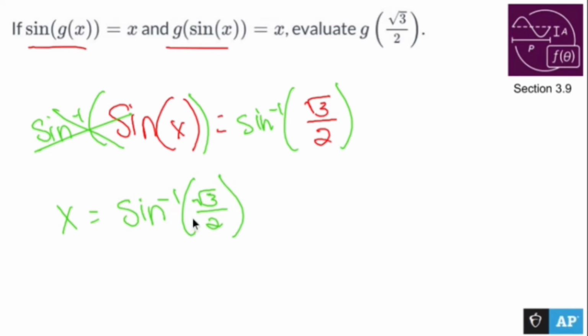Now, let's remind ourselves what sine means. Sine is the y value of a coordinate. So usually I give you something like the sine of some angle is going to equal root 3 over 2.